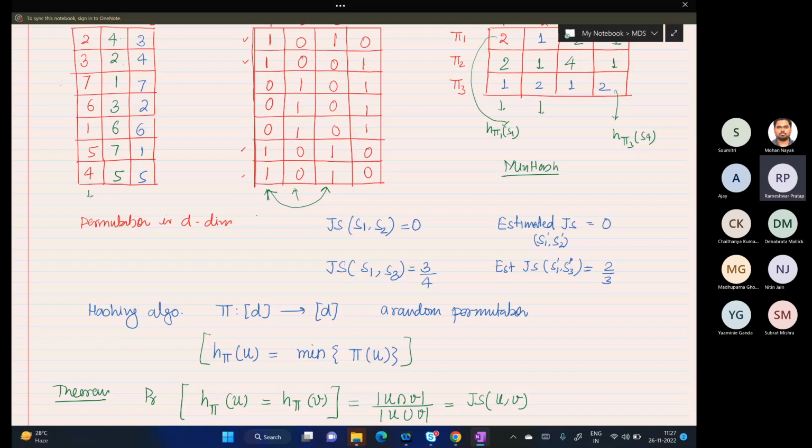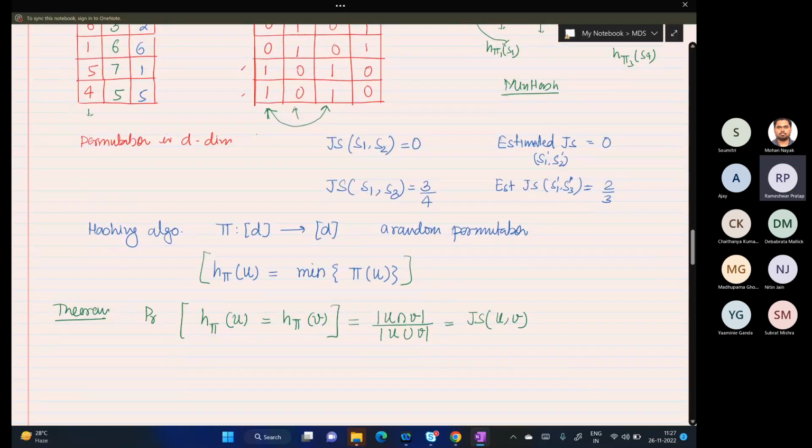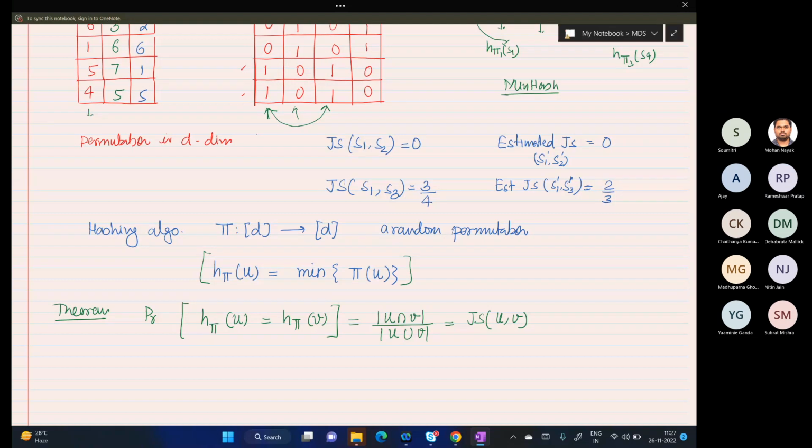So the favorable cases are what? Favorable cases are the number of positions where there is a match in both U and V, which is nothing but the size of the intersection of U and V. And the total possibilities are the size of the union. So this gives LSH for Jaccard similarity. Right. So is it easy to see that this is LSH for Jaccard similarity?